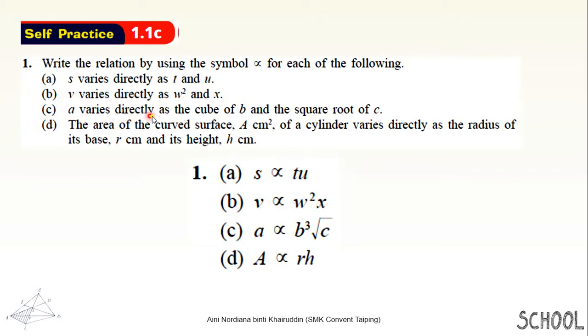C, A varies directly as the cube of B, so B cube, and the square root of C. So A varies directly as B cube square root of C. For D, the area of the curved surface A cm square of a cylinder varies directly as the radius of its base r cm and its height h cm. So A varies directly as r for radius and h for height.